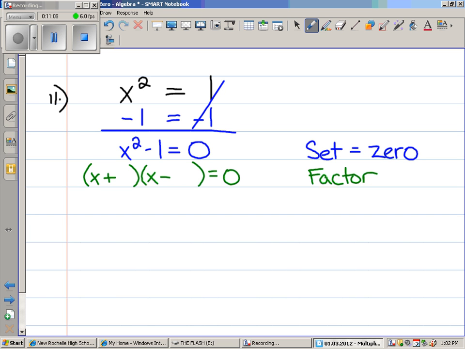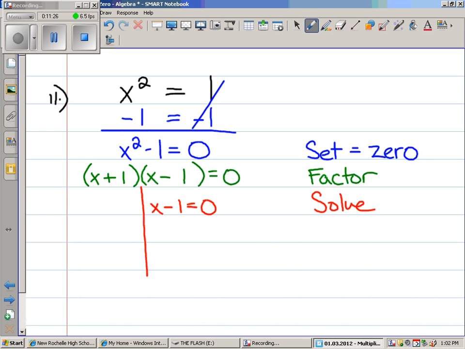A 1, the two numbers that multiply to be 1. So it's 1 and 1. And then after you factor it, we're going to solve it. Okay? We're going to solve it. So now, it's just like the other problems. We're going to solve these.